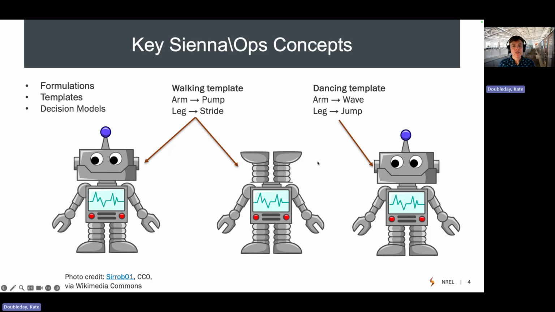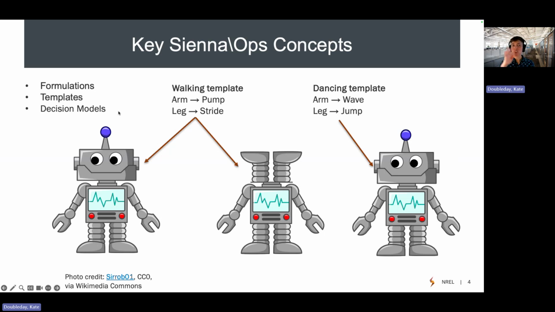We can also similarly apply different templates to the same robot or the same power system. So we could change from walking to dancing with the power system. We could change from an economic dispatch to a unit commitment or vice versa. A template is just this recipe for behavior. It has no data attached. When we combine a template with a power system data set, we get a decision model. So that is the full set of both data and equations that can define an optimization problem.